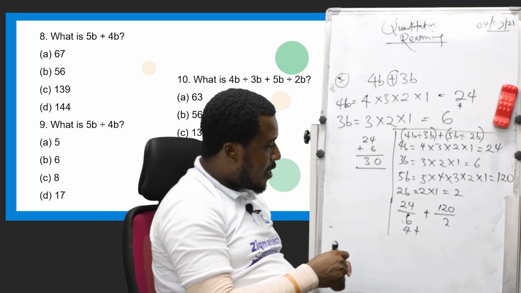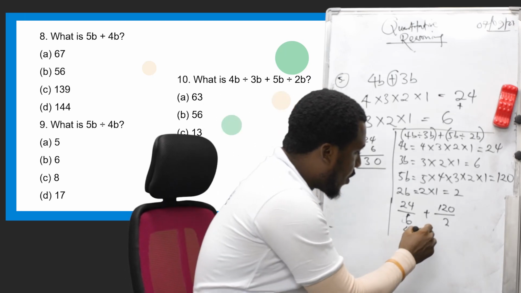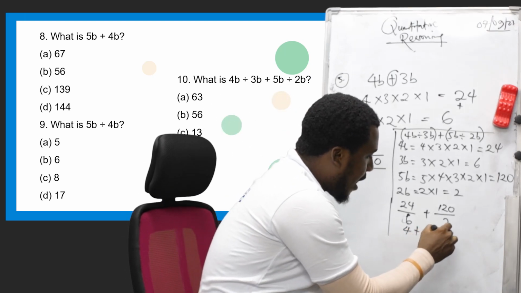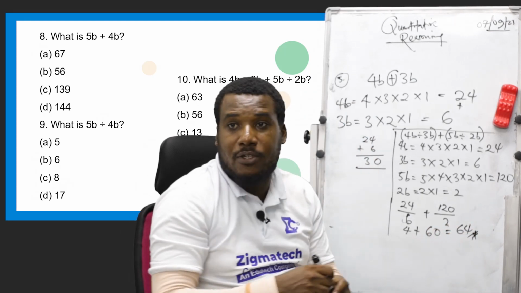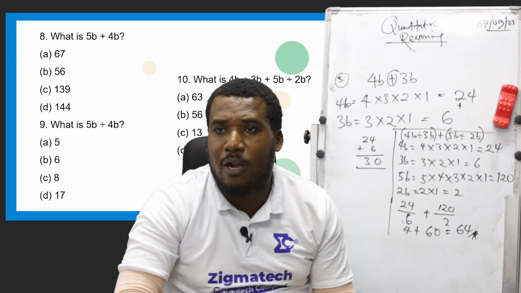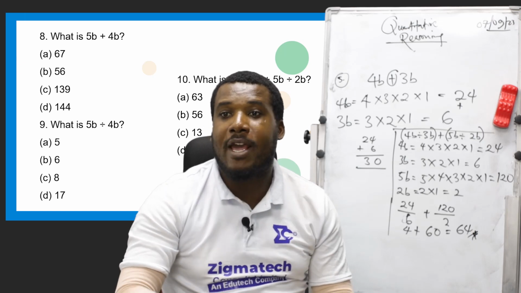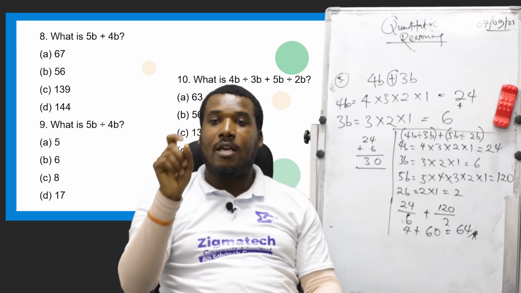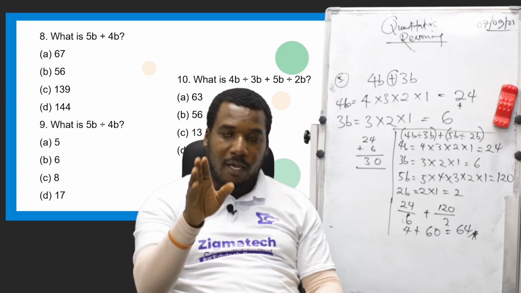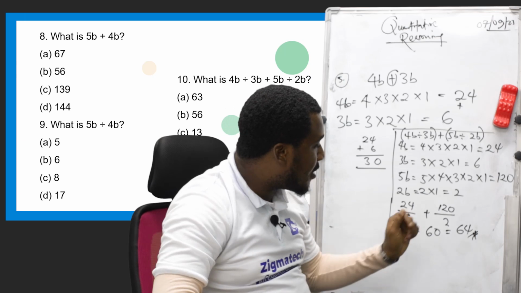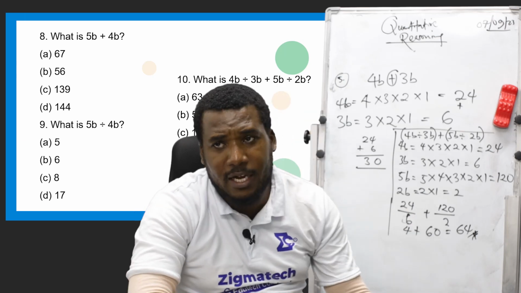120 divided by 2 will give us 60, and then the addition of 60 and 4 will give us 64 as the answer. Let's see, the answer for that question is, oh, it should be A. There's a mistake there, 63. It's meant to be 64, please. It's A, 64. Just do the correction, please. The answer is 64. So that's how you find this kind of question.